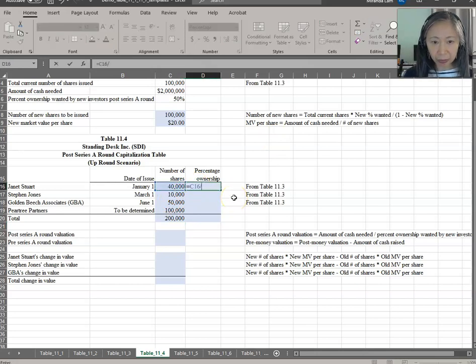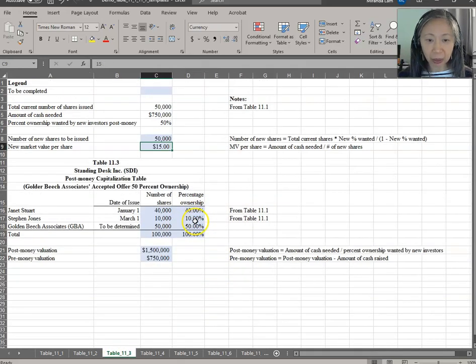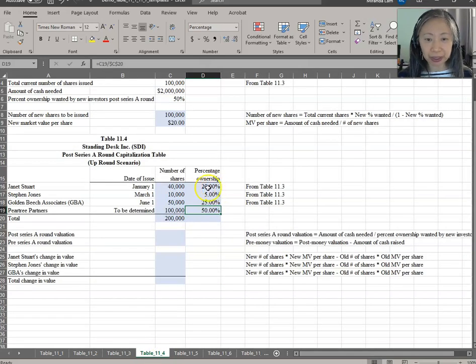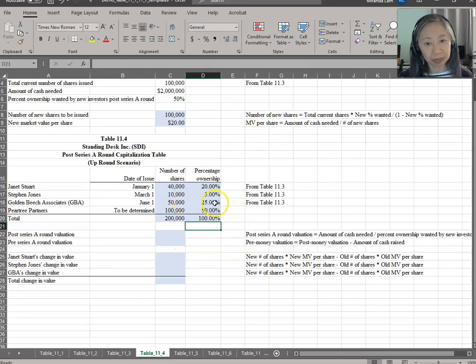In this new table, Janet and Stephen's percentages changed again. Looking at table 11.3, obviously they went down, but they went down proportionally. Instead of 40%, Janet now owns 20%. Instead of 10%, Stephen now owns 5%. And GBA, instead of owning 50% of the firm, now owns 25%. And the new partner is the majority holder now, at 50%.